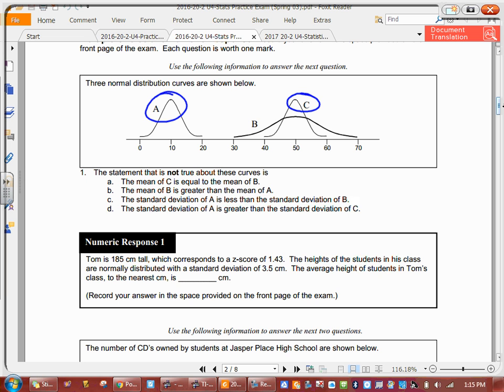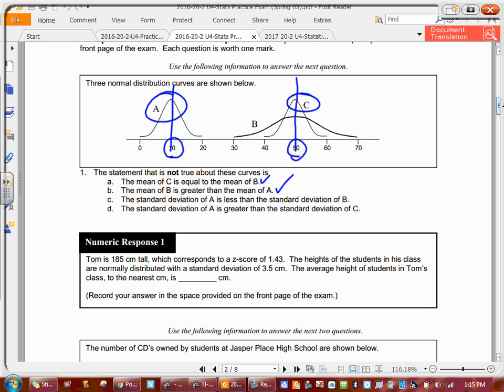The mean is where it cuts down the middle. So the mean of C and B is identical, it's 50. And the mean of A is 10. Now let's look and see what it's talking about here. The mean of C is identical to the mean of B. Is that true? Yes. So A is true. B: the mean of B is bigger than the mean of A. Is this mean 50 bigger than 10? Yes, so that's true.